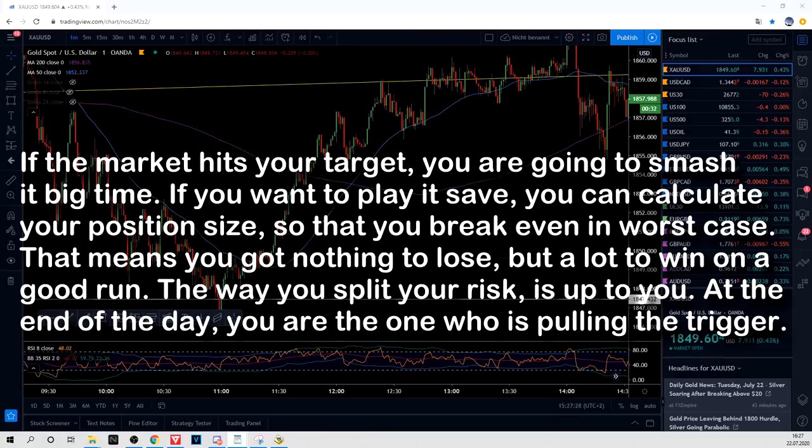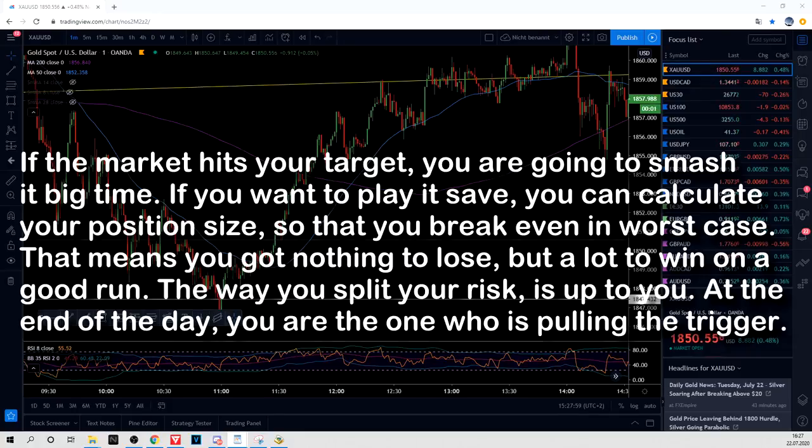And maybe you scale it up like 6 times, 7 times, 8 times, 10 times. You don't know. I mean, if the market gives you the chance to do it, then do it. Get that cake. Get the cake. Scale in, man. And if you want to play it safe, of course you can calculate your position size so that you break even in the worst case, or that you make a little bit of money in the worst case. That means you've got nothing to lose but a lot to win on a good run, okay?